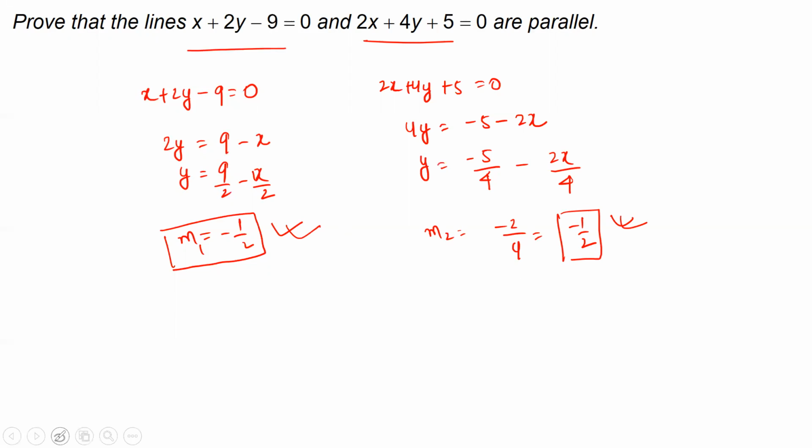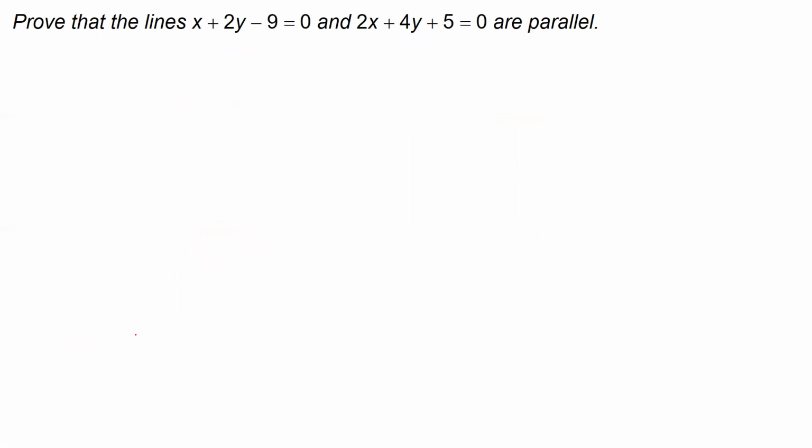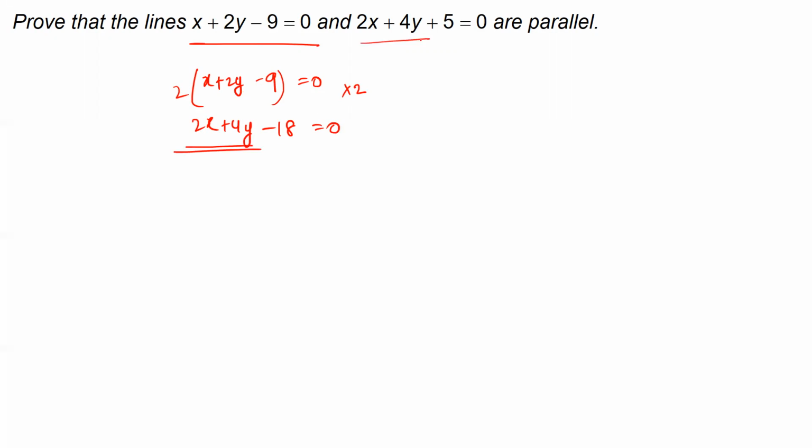There is one more thing that I need you to understand, and that's actually a trick. Consider this first equation: x plus 2y minus 9 is equal to 0. Multiply this entire equation by 2 on both sides. What you get is 2x plus 4y minus 18 is equal to 0. Notice that this 2x plus 4y and the 2x plus 4y in the second line are equal.